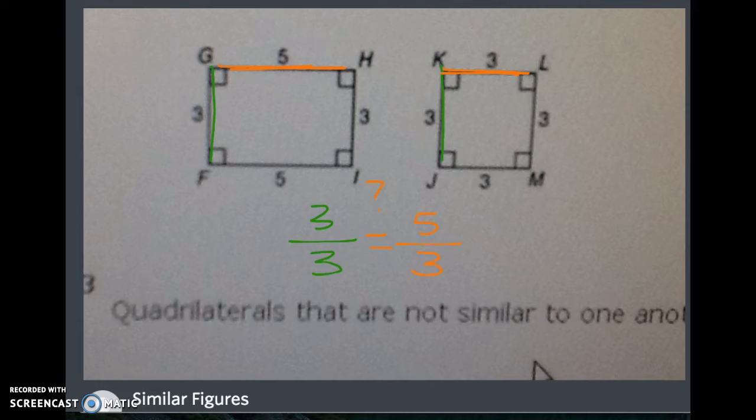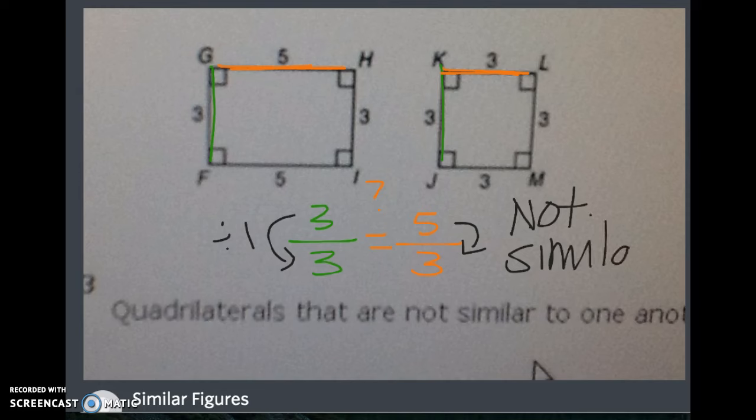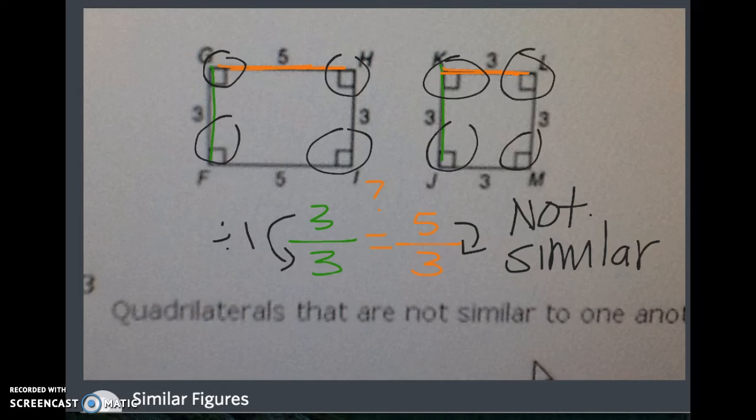If I go from 3 to 3, it's just divided by 1. Over here, from 5 to 3, it is not divided by 1. So it's not the same ratio, so these are not similar. They do have the same angle measures, but the side lengths are not proportional. So these are not similar rectangles.